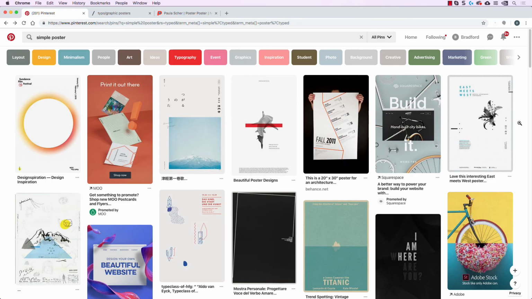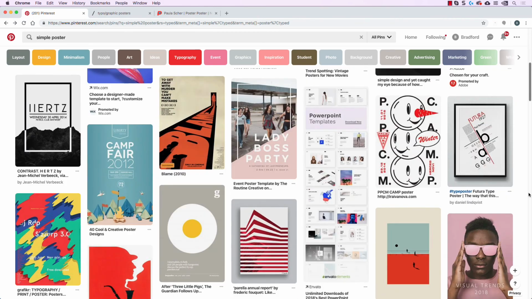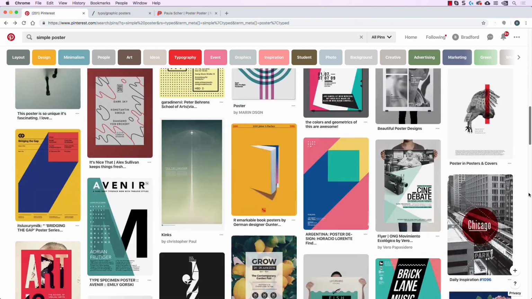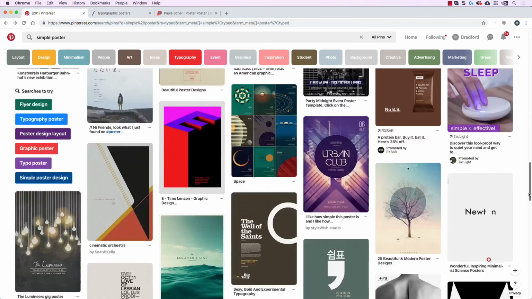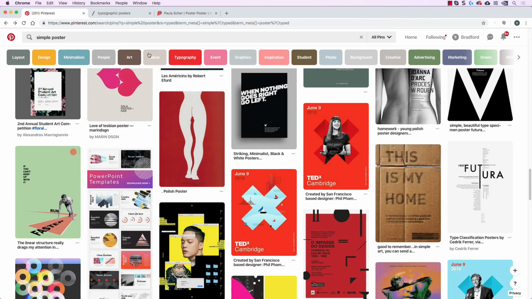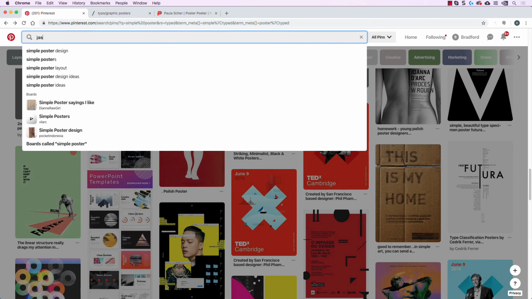Before you start creating your poster, it's good to take a second to gather some inspiration. And I've pulled up some of my favorite pieces of inspiration, including Pinterest, where I've just searched for simple poster. See, there's a lot of interesting stuff here, a lot of stuff that is relevant to this assignment. So definitely make sure you take advantage of these resources. Another thing that you can search for is Jason Munn.